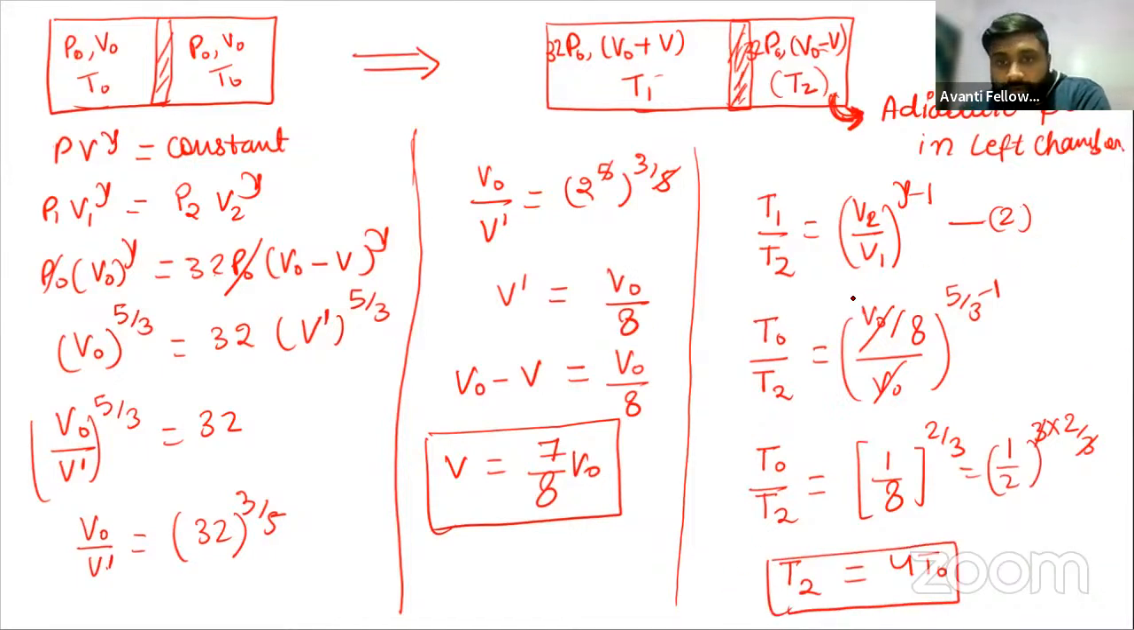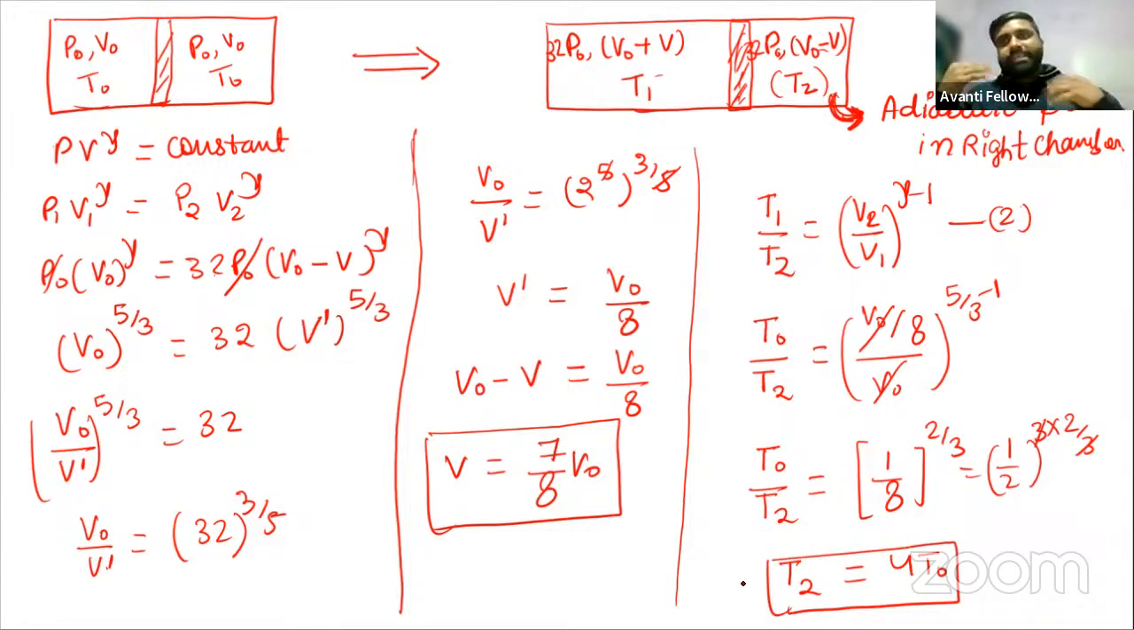Okay. So the final temperature of this right chamber, we have to find it out. This is an adiabatic process in the right chamber. So in the right chamber, T2 we have found out as 4 T naught. Now for T1, what is happening in the left chamber?